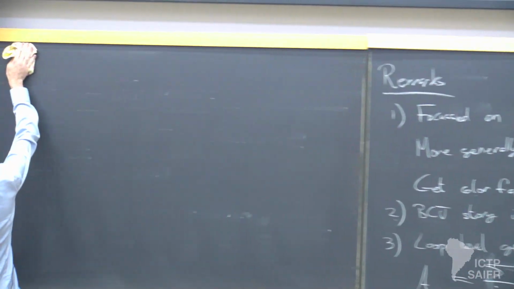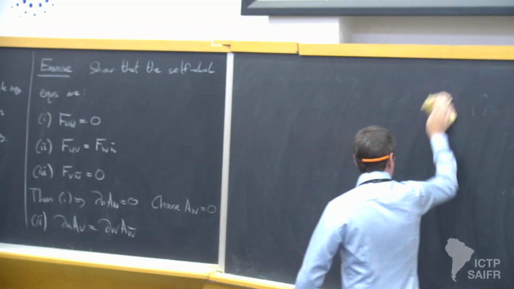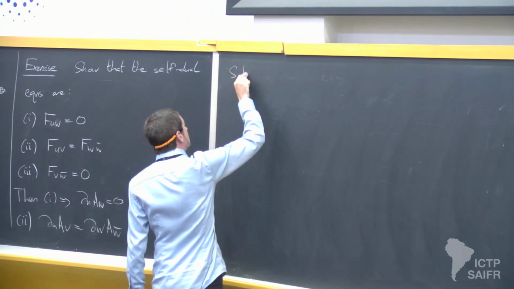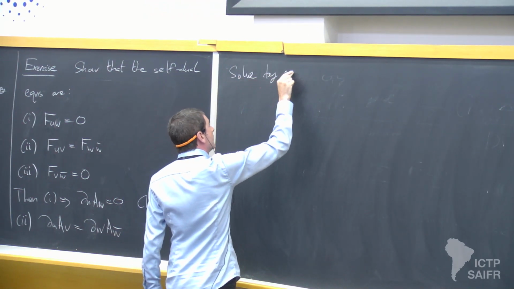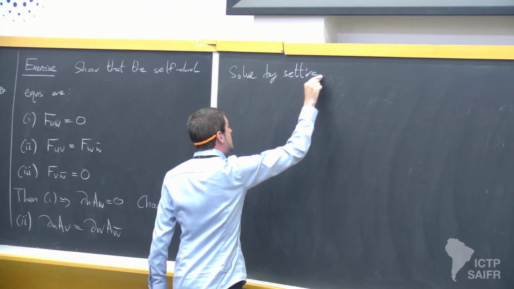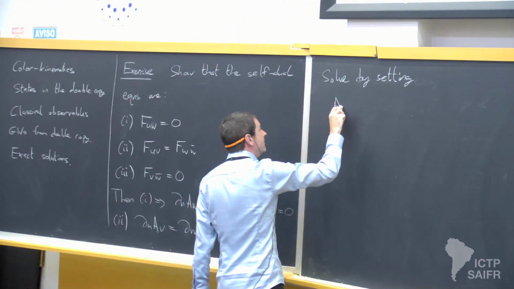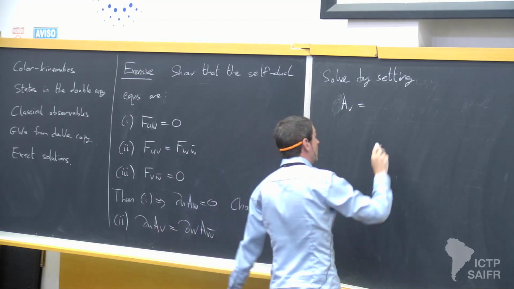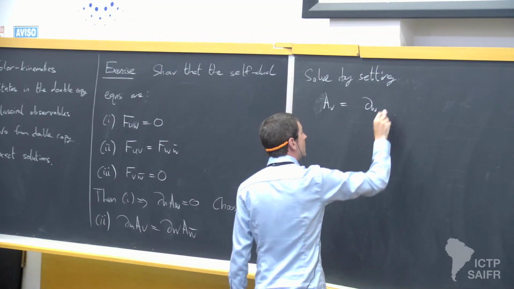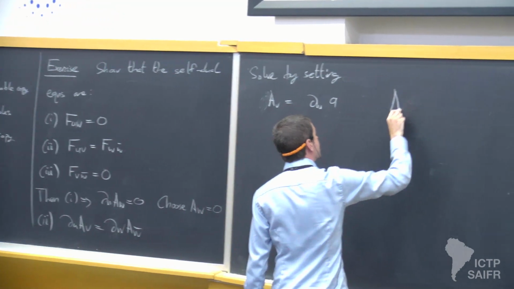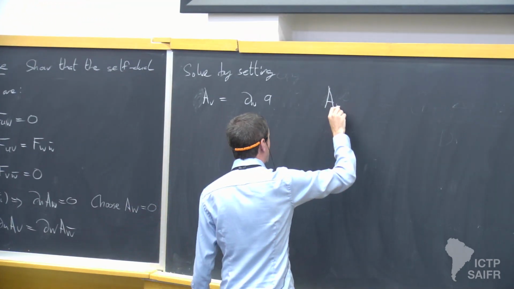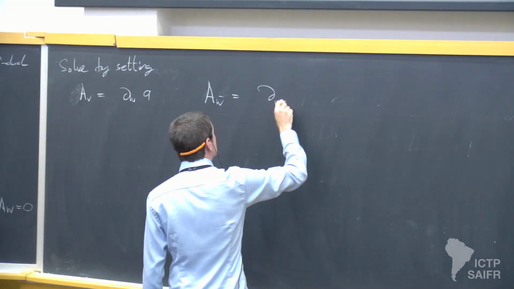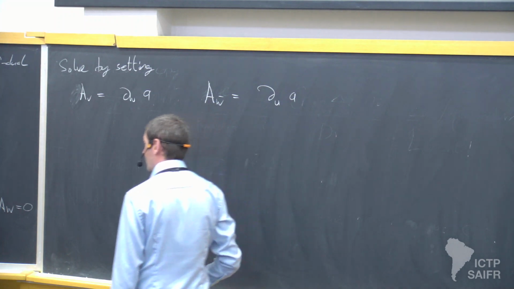So these equations are integrability conditions, this last equation. So we can solve this by setting, so I could set AV. If AV is dW of something, I'm going to leave a little bit of space here, I'll call it a little a, and AW bar is dU of something, which I'll call A.